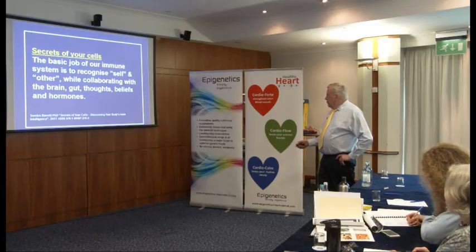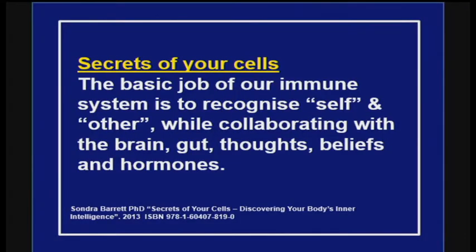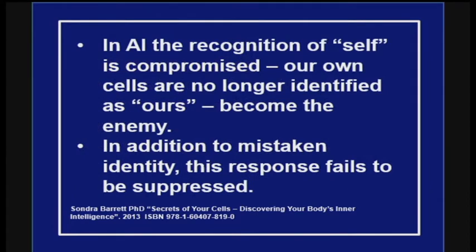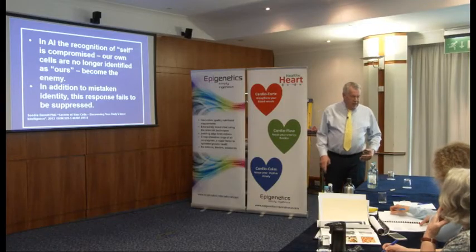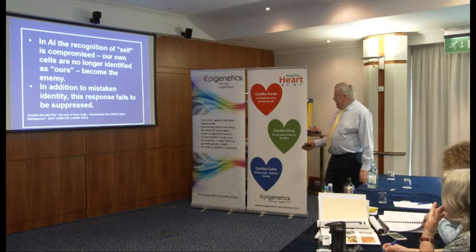Now, in this particular book, Secret of Your Cells, which Jill introduced us to, the basic job of our immune system is to recognize self and others. So the immune system should know, this is me, and that's the foreigner, while collaborating with the brain, the gut, the thoughts, the beliefs, and the hormones. In autoimmune disease, the recognition of self is compromised. Our own cells are no longer identified as us and thus become an enemy, if you like. Whether that's the actual case or whether it's trying to find the enemy and just hits the wrong target. In addition to mistaken identity, this response fails to be suppressed. In other words, they fail to get it under control to reduce the inflammation, so it just goes on.